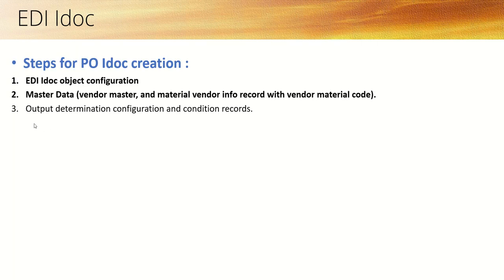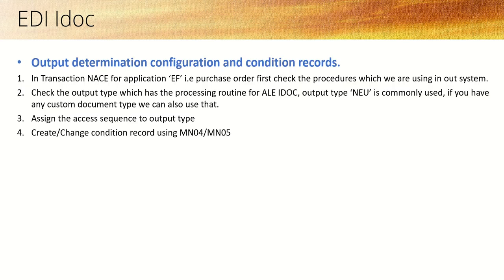Now we'll work on the third step, that is output type determination, configuration and creating of condition records. For the output determination, in transaction code NACE for the application, we have to identify which output type we are going to use, which will trigger the IDoc after creating a purchase order.